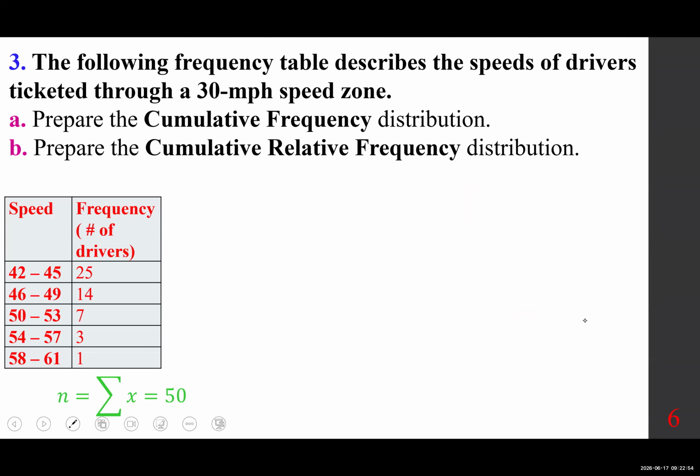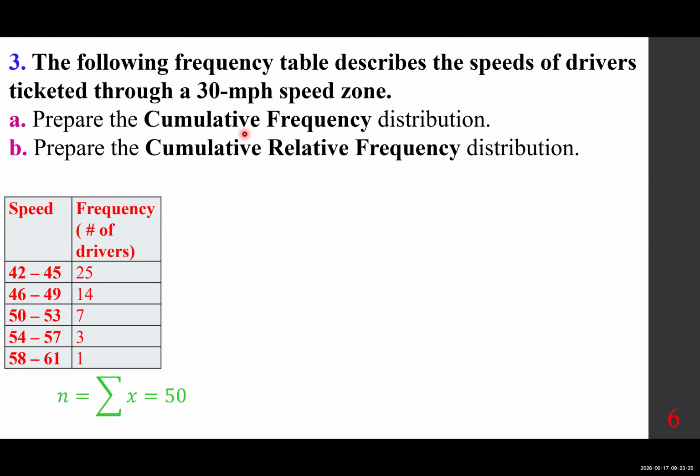Now, in this case, we are repeating the same question. However, the following frequency table describes the speed of the drivers and so forth. Prepare the cumulative frequency distribution, prepare the cumulative relative frequency distribution. And this is extremely important to understand how it's done. There are different ways of approaching it. All of them are correct. You want to follow the methodology that they use.